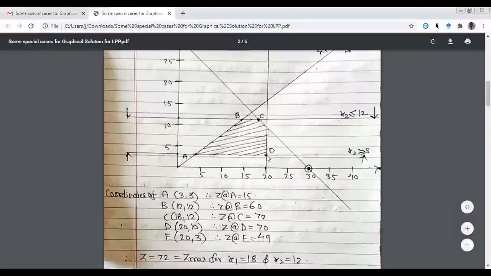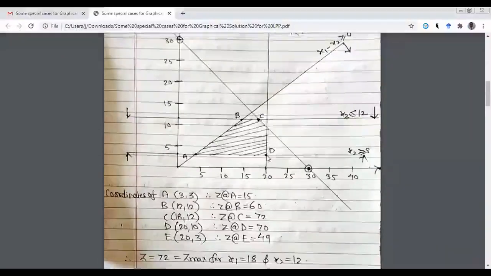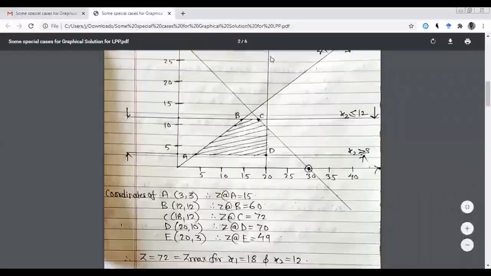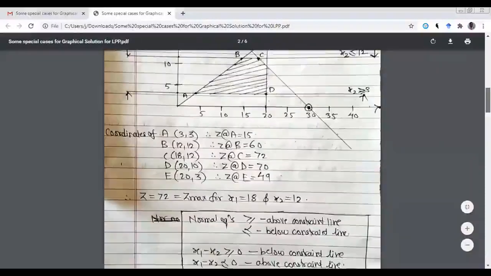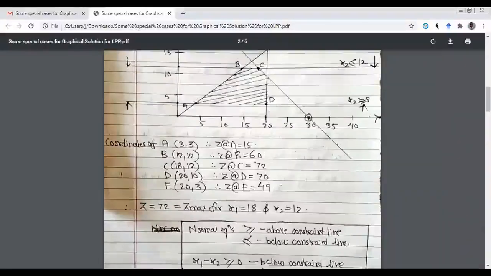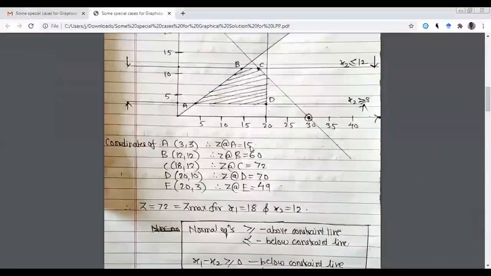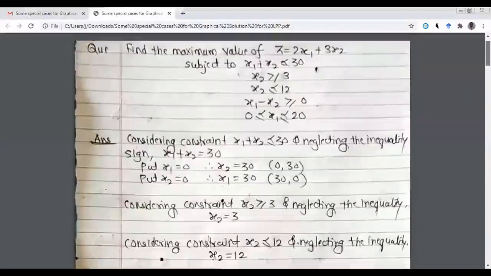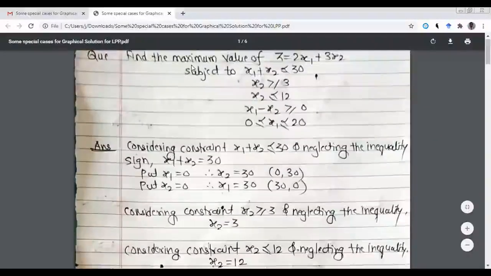And for E point, E point is an intersection of x2 greater than or equal to 3 and x1 less than or equal to 20. So accordingly, I can find out all these coordinates, and if I find out the value of the objective function across all these points, z at A is equal to 15, z at B is equal to 60, z at C is equal to 72, z at D is equal to 70, and z at E is equal to 49. So our objective function was maximized, right?